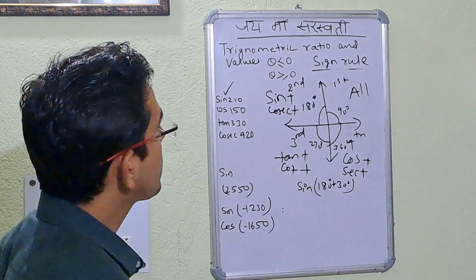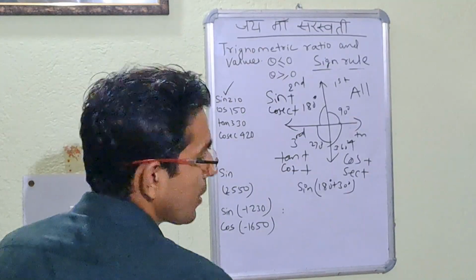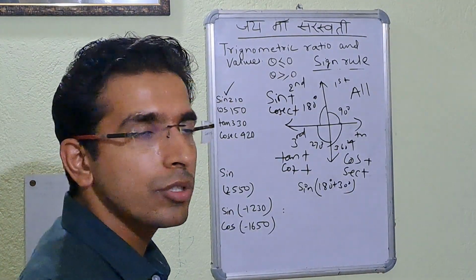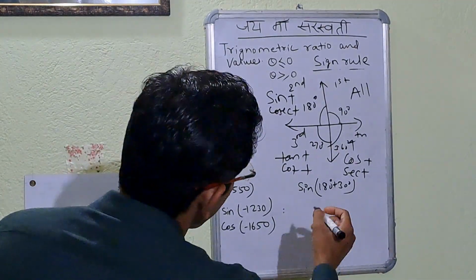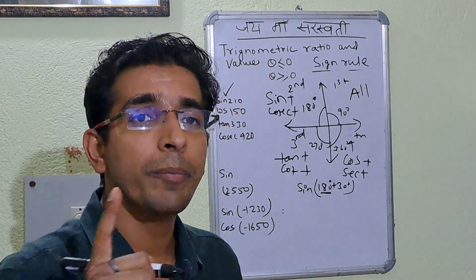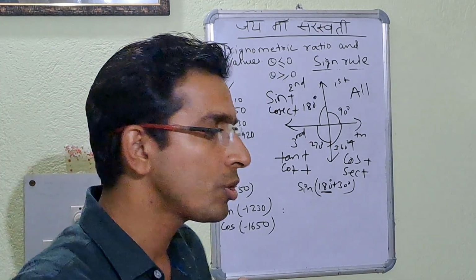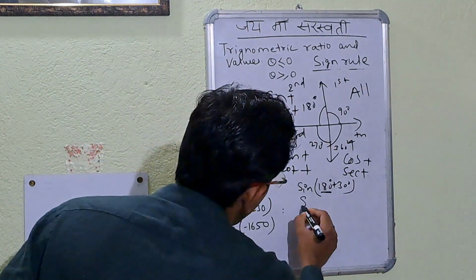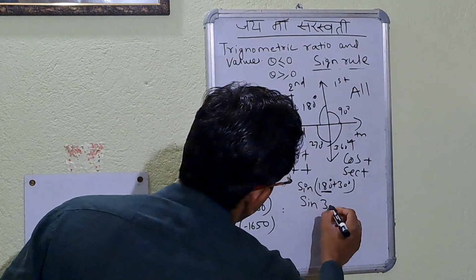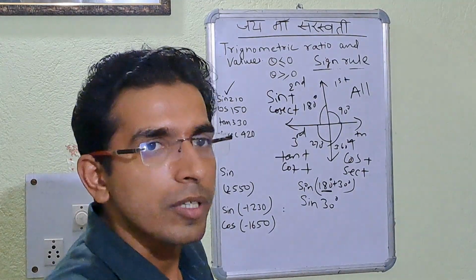So we can write sine 210 degree as sine 180 degree plus 30 degree. I had already told you that whenever we are taking the help of 180 degree, the trigonometric ratio will remain as it is, sine will remain sine, that is sine 30 degree. Now we will be applying the second concept.